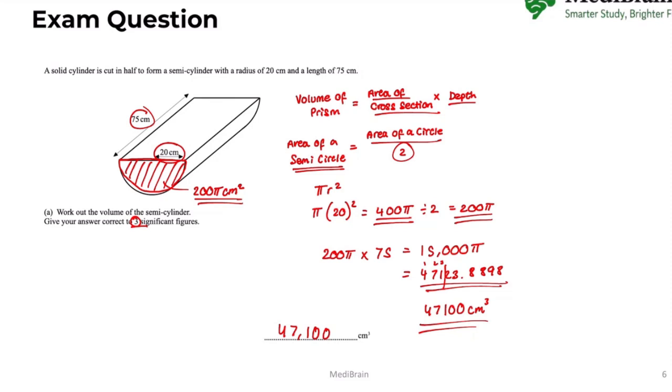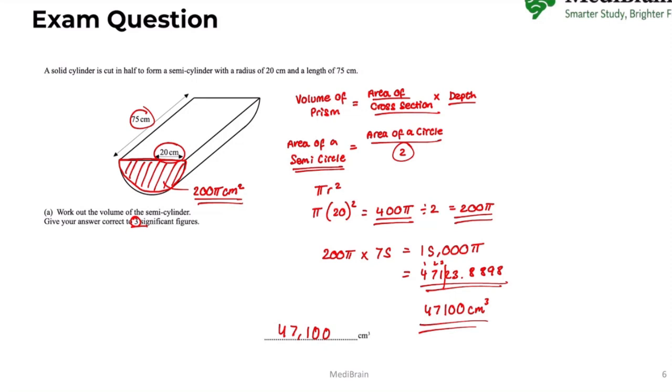Okay, so you can't half 20 first. 20 is the radius of the circle. You can't half the radius because if you half the radius, the circle is going to go smaller. So you can't half the radius first. You can only half it after you've calculated the area of the full circle, because once you've done the area of the full circle, then you half it to work out the area of the semicircle.